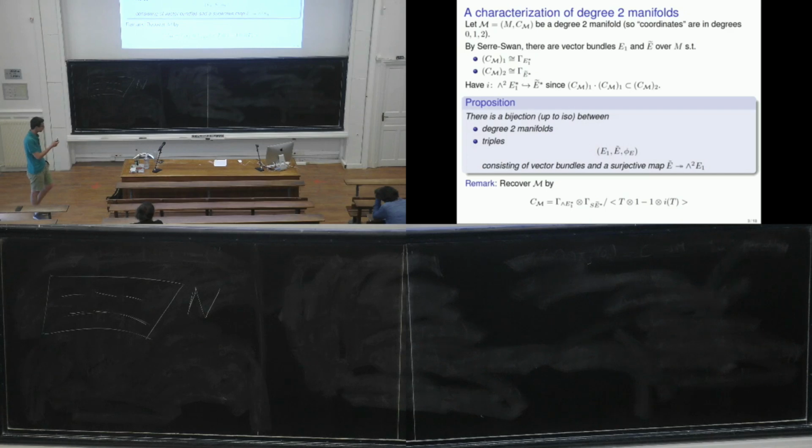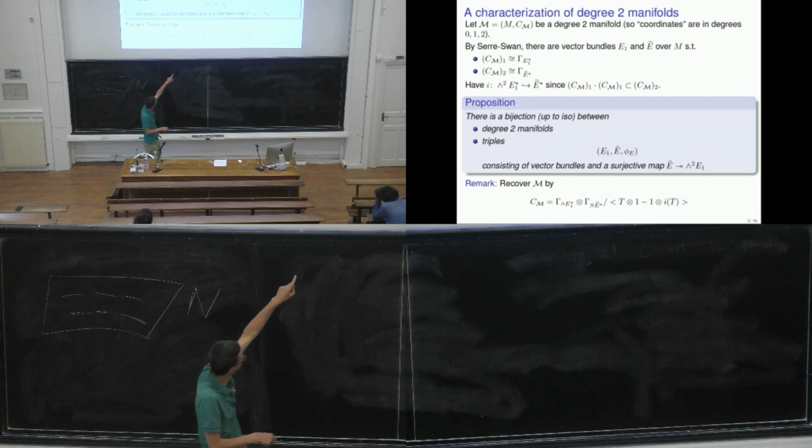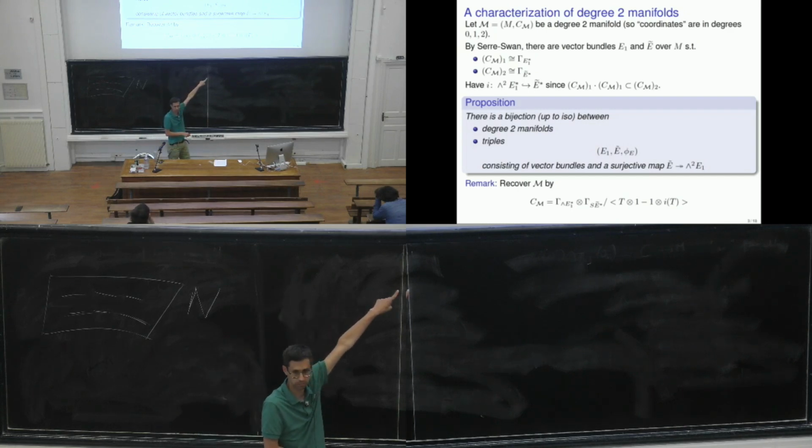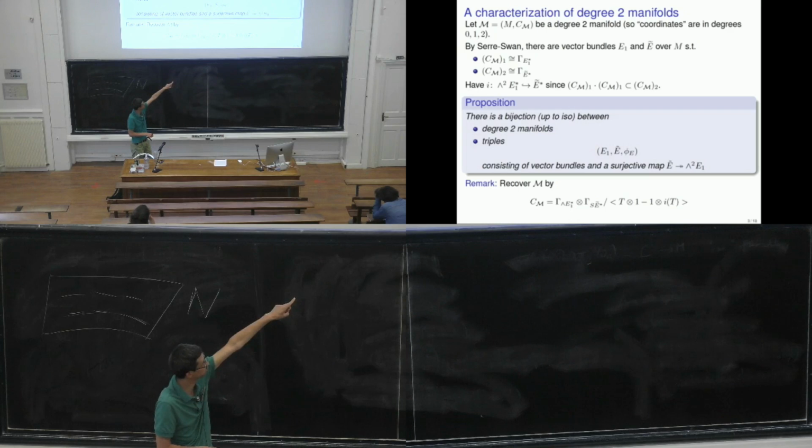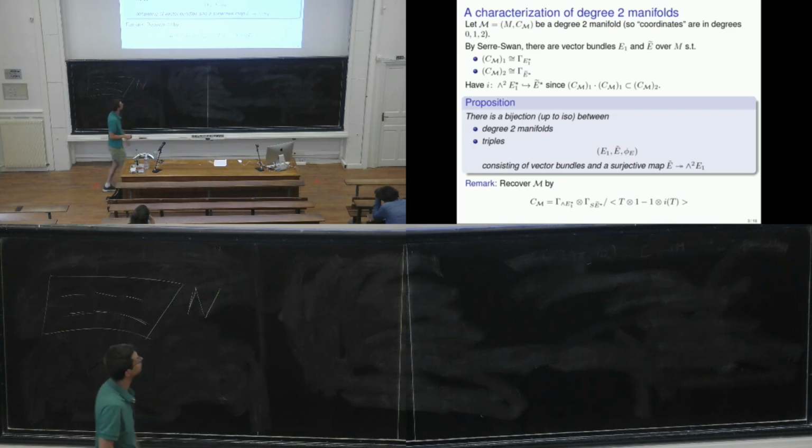So there's a bijection up to isomorphism, actually an equivalence of categories, between degree 2 manifolds and triples consisting of vector bundles E1 and E tilde, defined as up there, and a map, this phi E, that map down there, this surjective map. What I wrote here is just the dualization of what I wrote up there. Okay, and at the end I wrote how, given such a triple, you can recover the sheaf of functions, the graded commutative algebras on the manifold.